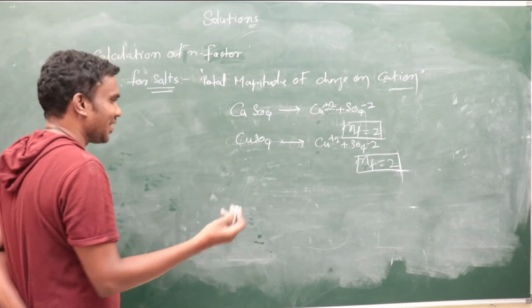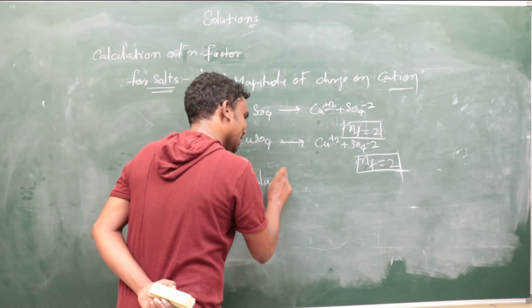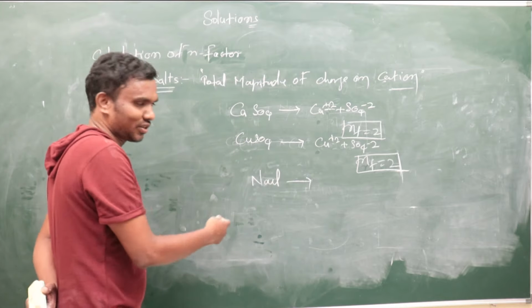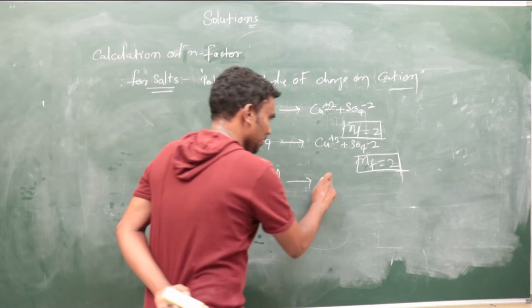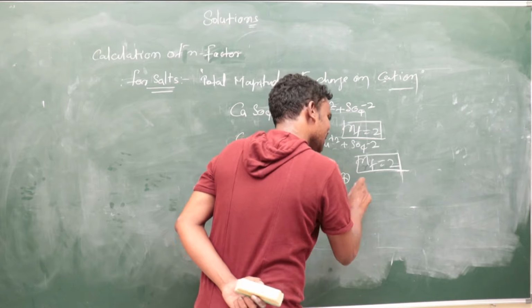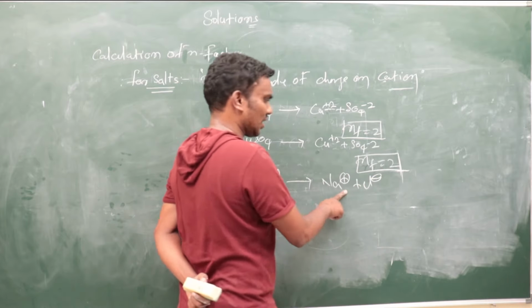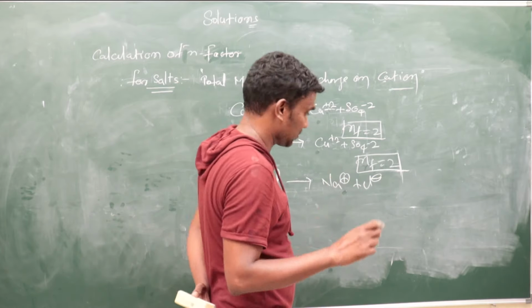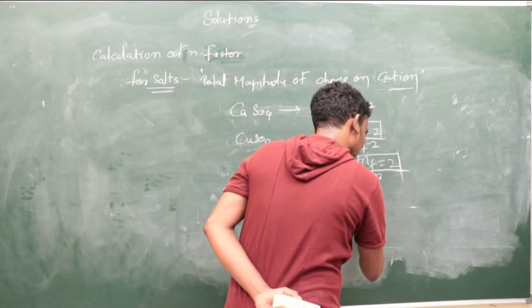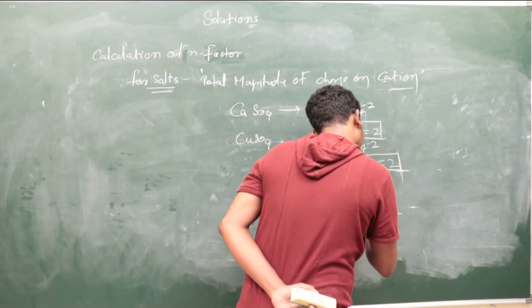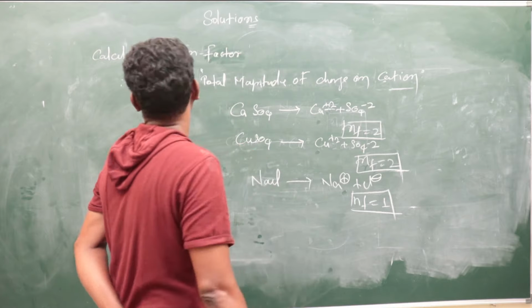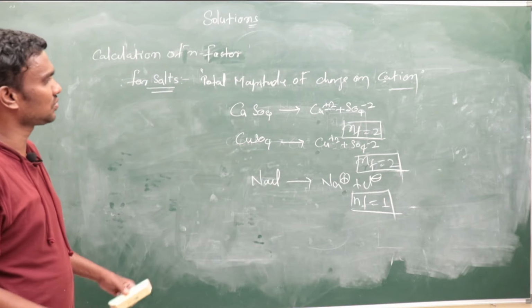Next, NaCl, the best example of a salt. Here Na plus plus Cl minus. What is the charge of sodium? Plus 1. So the n factor is equal to 1. So this is about salts.